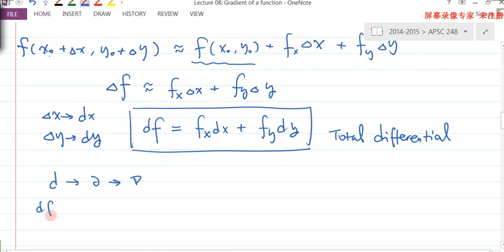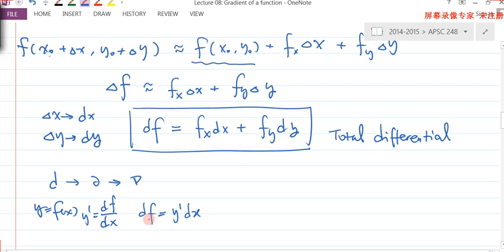In first year, usually what we do is df over dt like this, right? Together. But you have to be aware that you can use this d as an operator itself. So for example, if y equals f of x, what is df over dx? That's y prime. So on the top, I can write df equals y prime dx.